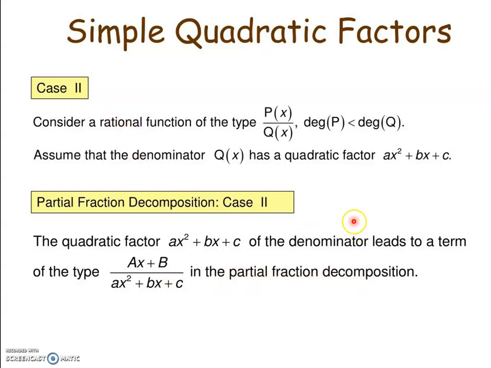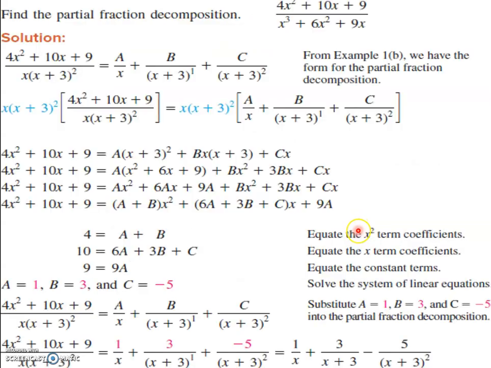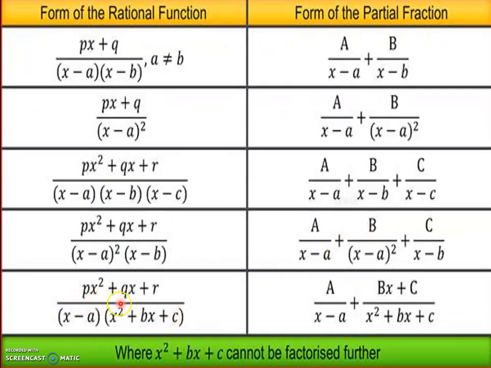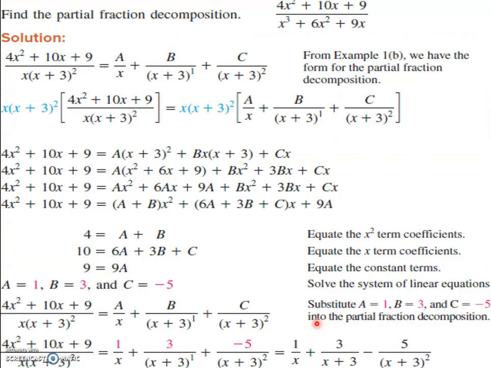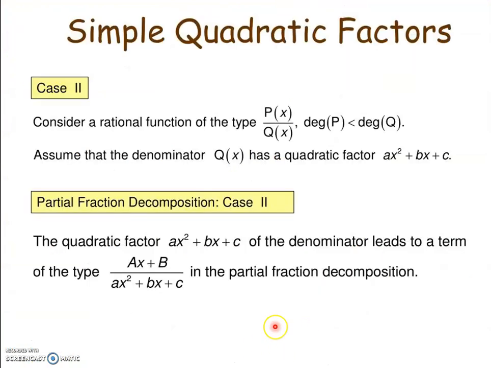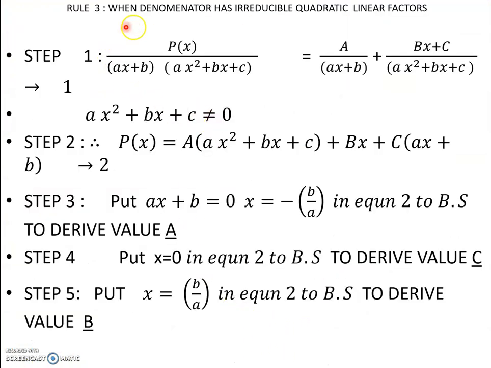I previously said on the slide that p x square plus qx plus r, and in the denominator x minus a or x square plus bx plus c is given. Where this quadratic equation does not have a factor, then we have to apply the method of irreducible factor. So what is the procedure?